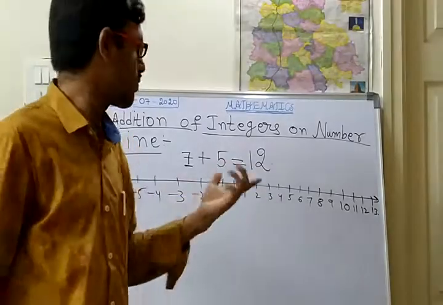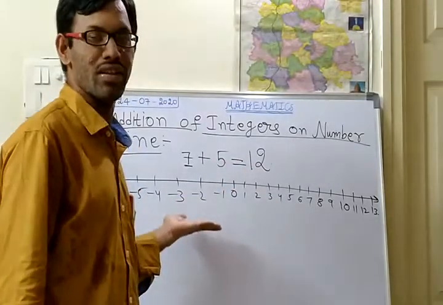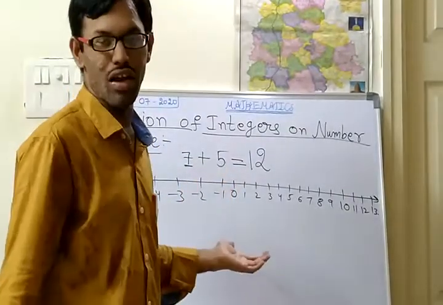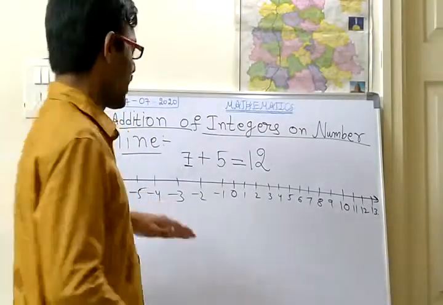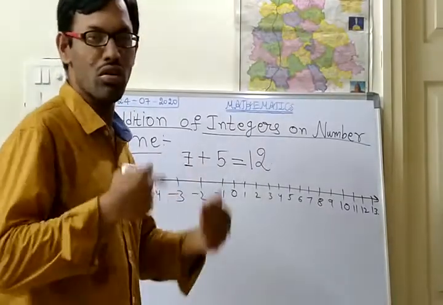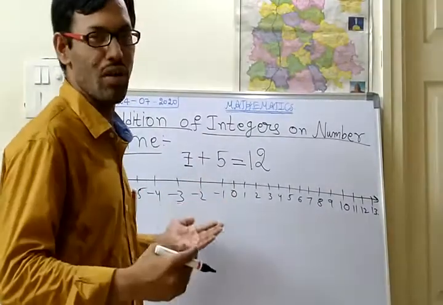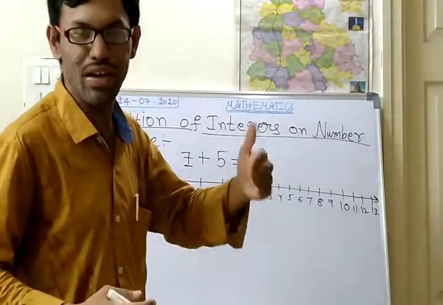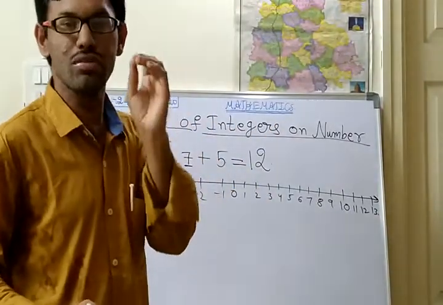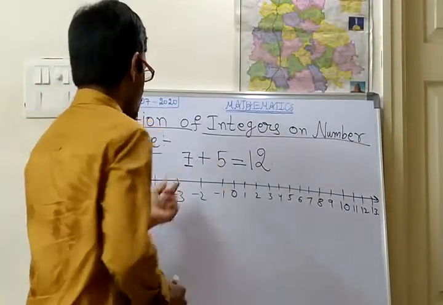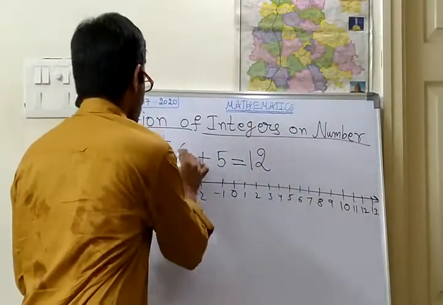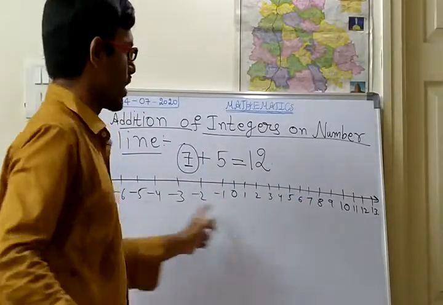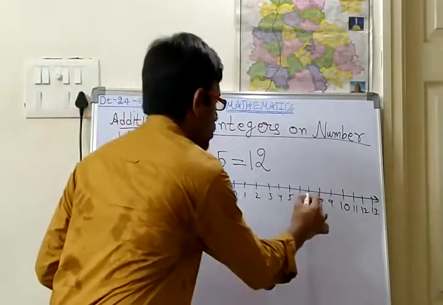I think you might have done this type of additions in your previous classes, in the 6th class. Here you will be knowing some more properties about this addition of numbers, what will happen while we are adding and while we are subtracting. First of all, what is this first number? This is 7. So where is 7 in this line? We have to see.